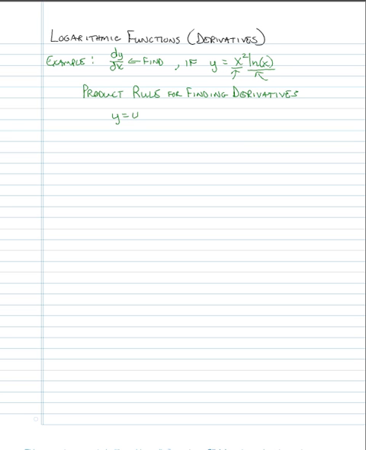If we have a function that is considered the product of two other functions, u times v, then the derivative of y with respect to x, we're assuming this variable is x, is the first function times the derivative of the second, plus the second function times the derivative of the first. And although I'm writing using v's, I'm saying first and second because that's really the way we need to think.